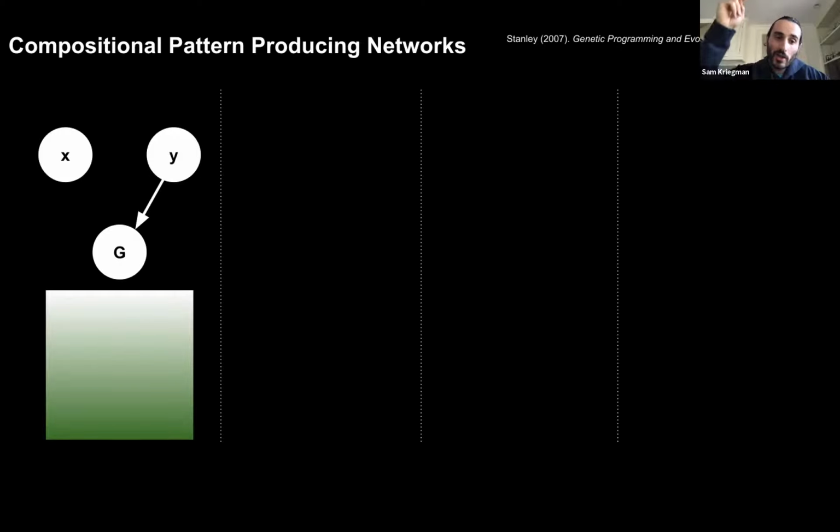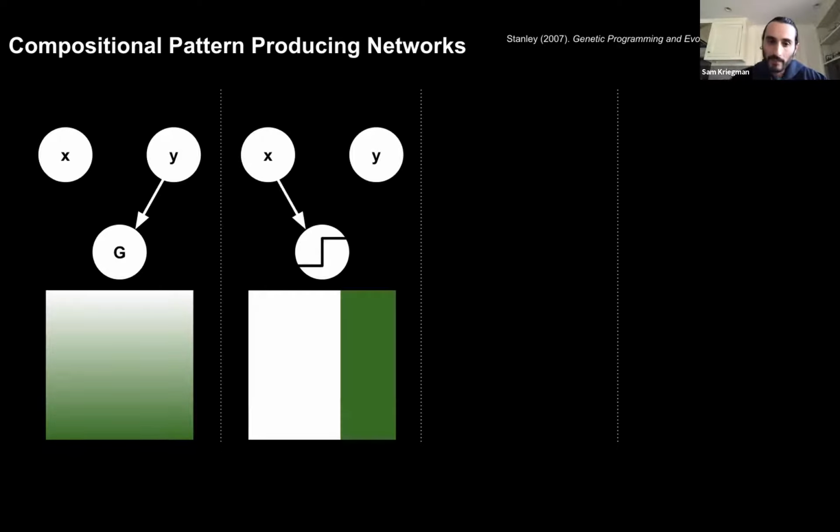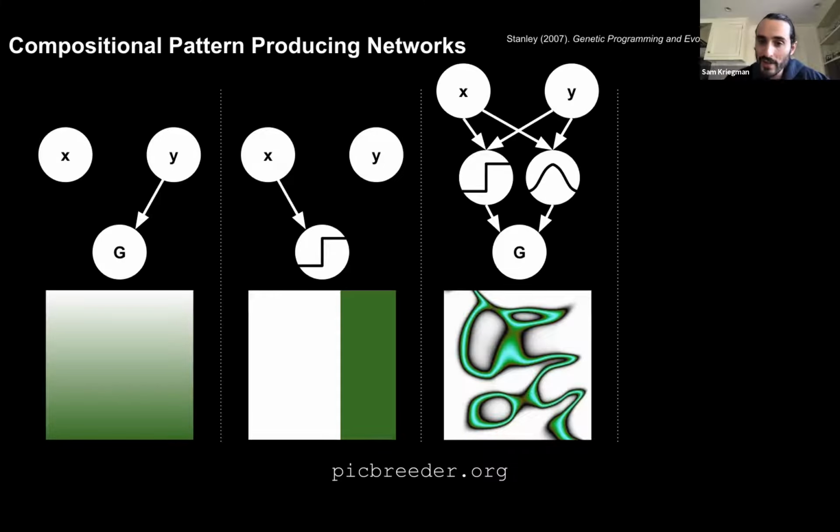From Y equals 0 to Y equals 1, it gets progressively more green. You can add in some interesting activation functions in there so that it's all white up until a certain point, and then all of a sudden it's all green. You can compose these different activation functions together to get some really interesting patterns in space.